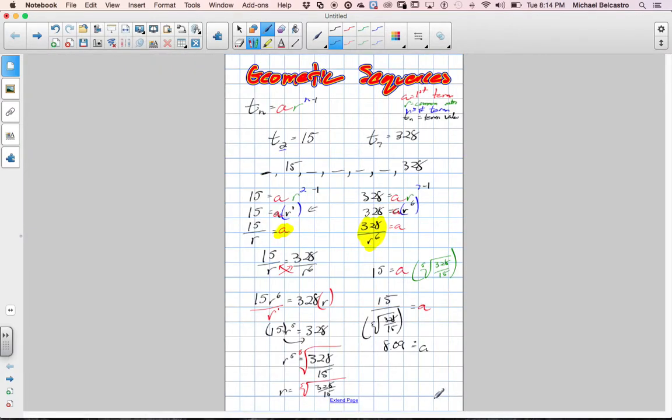That is the process of going about doing it. It's not the nicest process, mainly because we just made these numbers up, so they weren't great. But that would be the process for it.